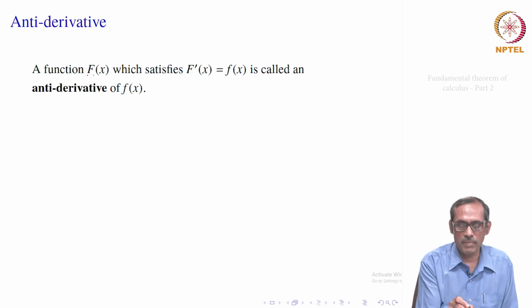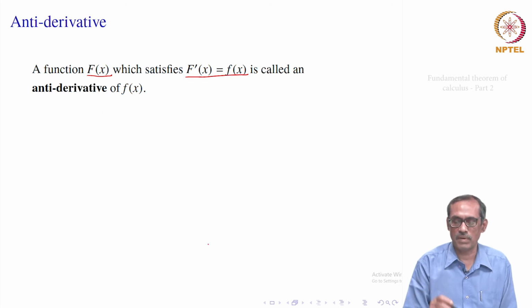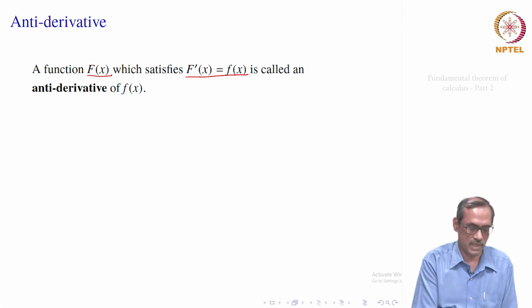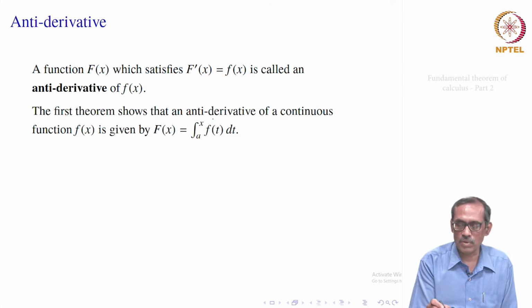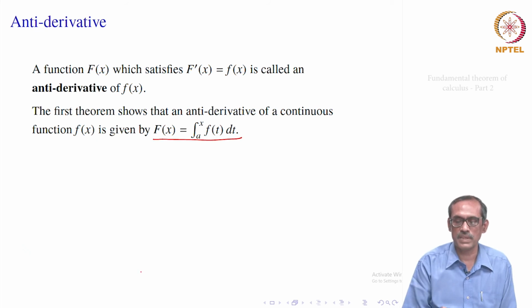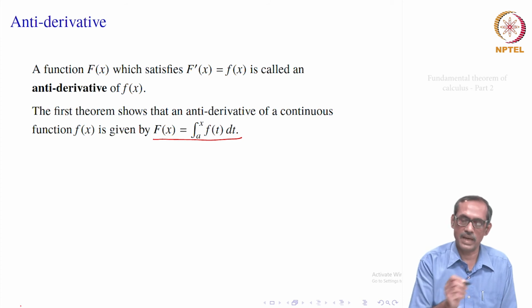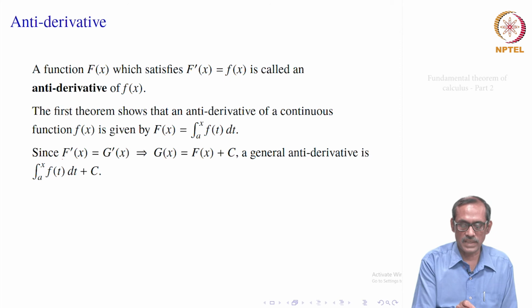We will say that a function capital F of x that satisfies F prime x equal to small f of x is called an antiderivative of f of x. That means you differentiate that, you get this function. So, in a way it is an antiderivative of f of x. The first theorem shows that an antiderivative of a continuous function f(x) can be given by F of x equal to the integral from a to x of f of t dt, because once you differentiate this, you would get back f of x. So, capital F of x is an antiderivative of this. So, this says F prime x equal to G prime x implies G(x) equals F(x) plus c.